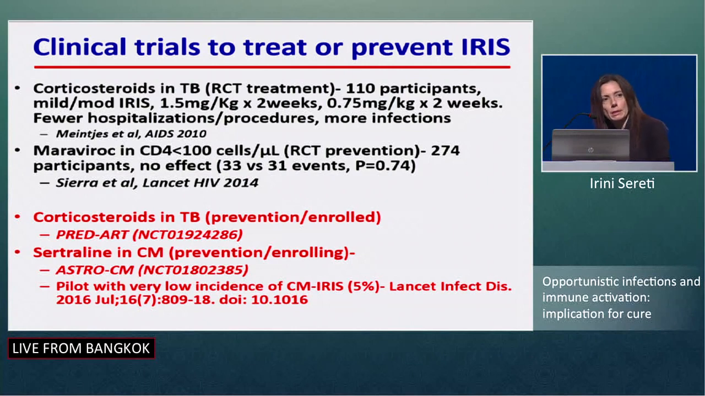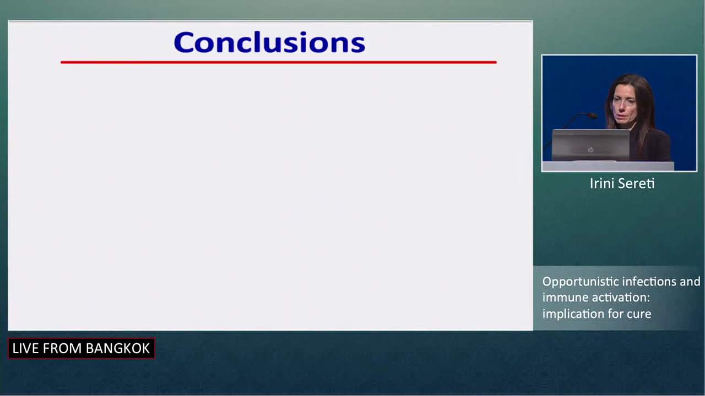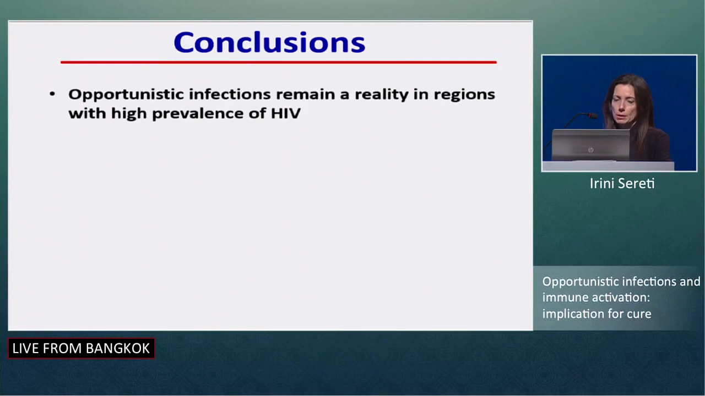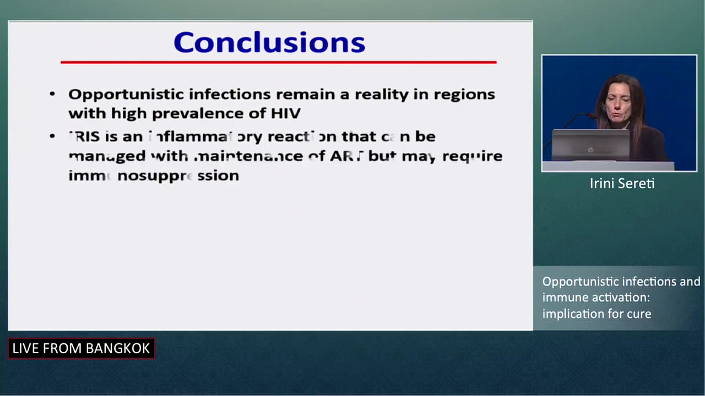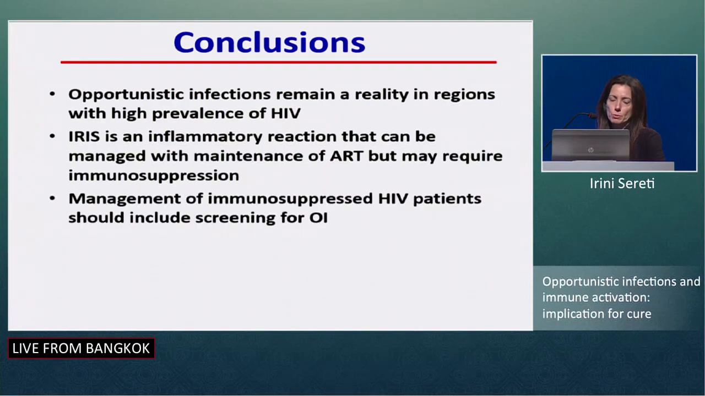And then there's a study of sertraline in cryptococcal meningitis that is going to be very interesting. There was a pilot that enrolled several patients and has already been published in Lancet ID that actually showed very quick clearance of cryptococcus with the addition of sertraline, and actually very, very low incidence of cryptococcal meningitis IRIS. So I think it will be very interesting to see the results of this study. So what I showed you, in combination with my talk this morning, is that opportunistic infections remain a reality in regions with high prevalence of HIV. IRIS is an inflammatory reaction that can be managed for the most part with maintenance of antiretroviral therapy, but may require additional immunosuppression.